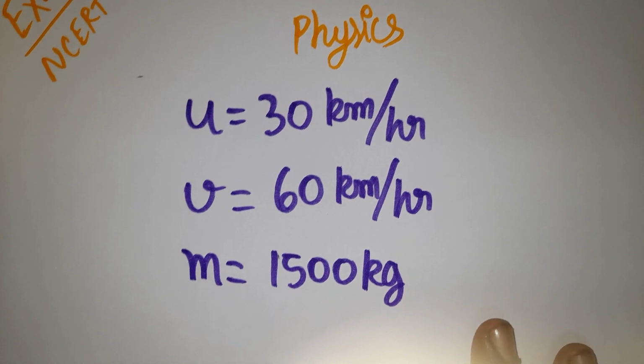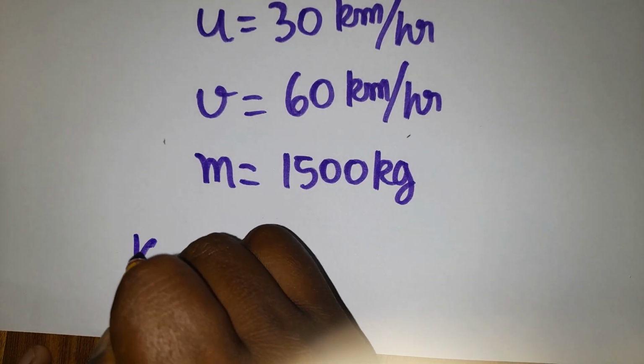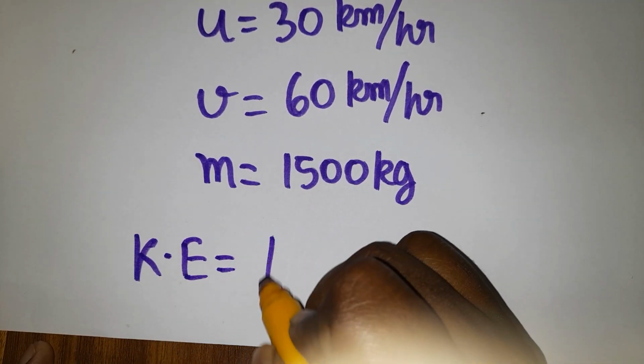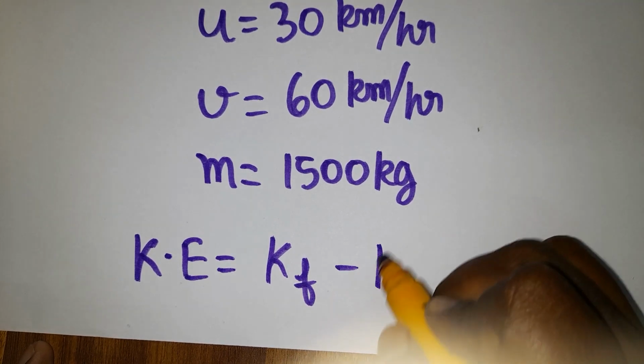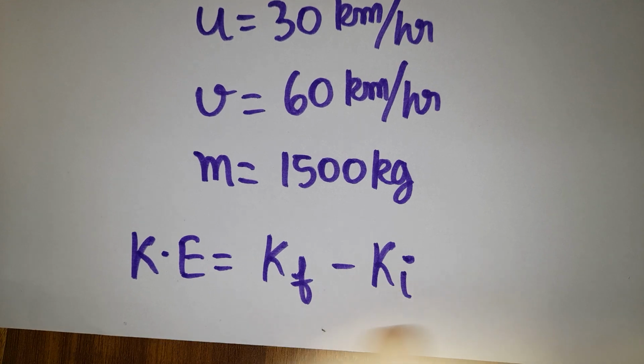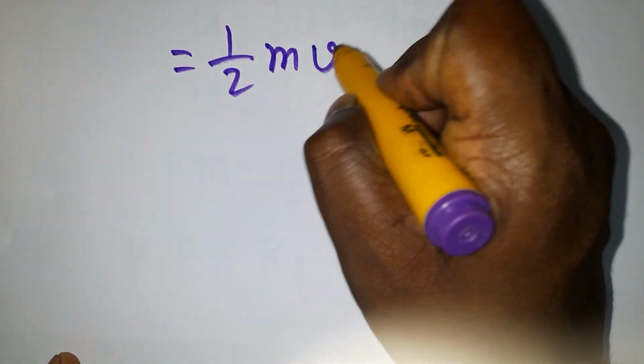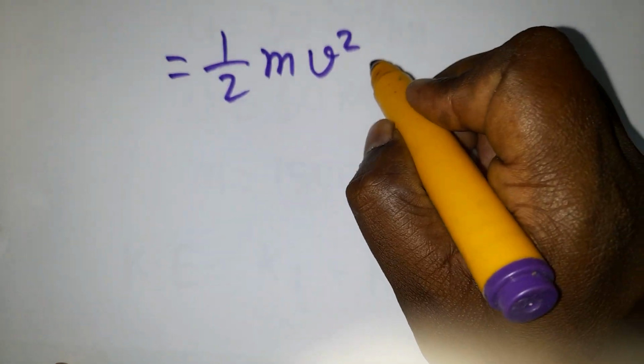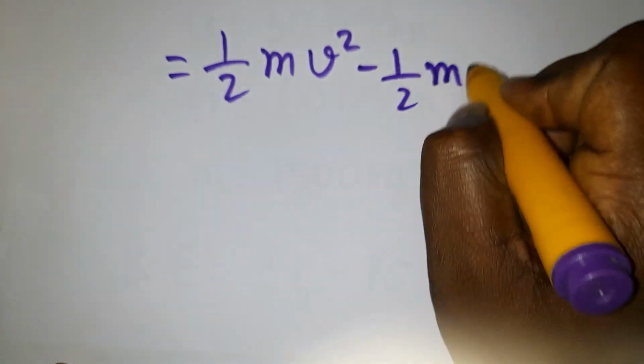They asked for the change in kinetic energy. So change in kinetic energy we can take as kinetic energy final minus kinetic energy initial. You may ask me one question, sir, why final minus initial, why not initial minus final? Because final is always greater than initial. That's the reason: final minus initial. So the final is half m v square, and the initial is half m u square.